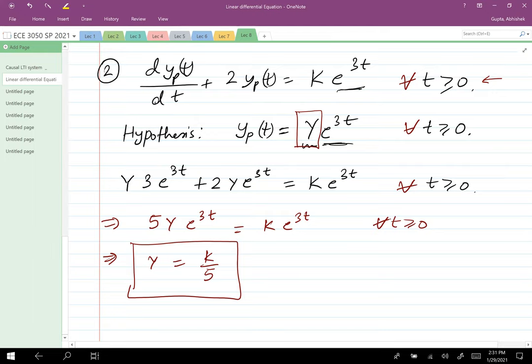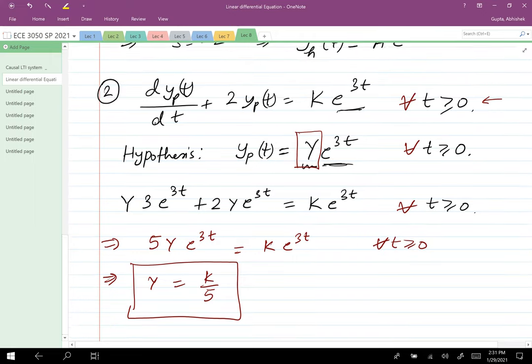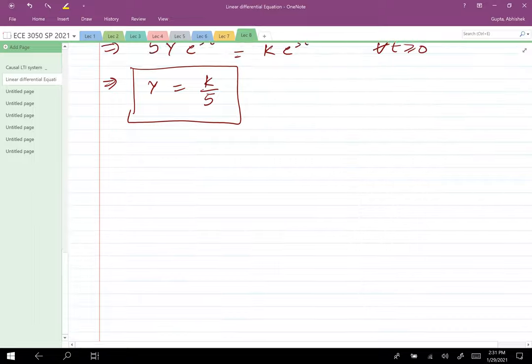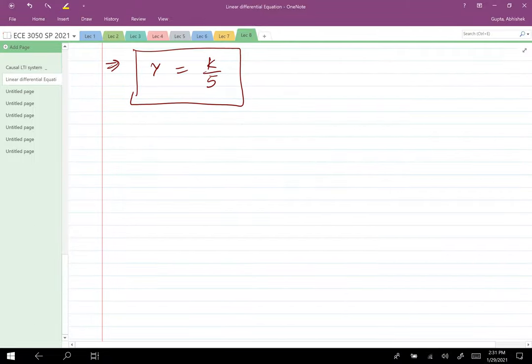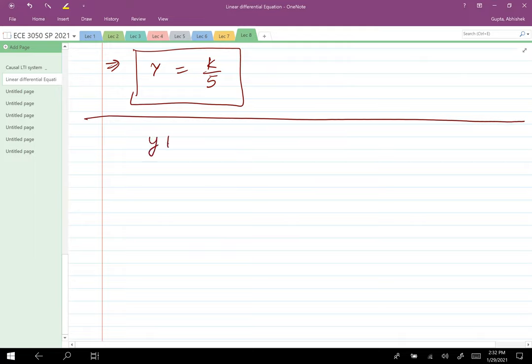Okay, any questions so far? Okay, so now, based on the homogeneous solution and particular solution, I have realized that my y of t will be equal to k over 5 e raised to 3t plus a e raised to minus 2t. This a is again something that I don't know about. I have to still find out. And this is for all t greater than or equal to 0.